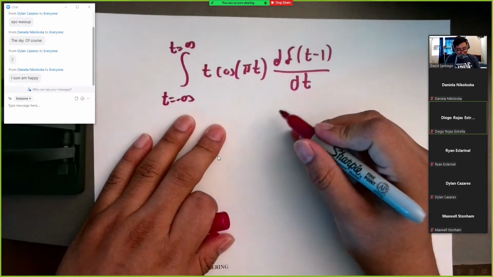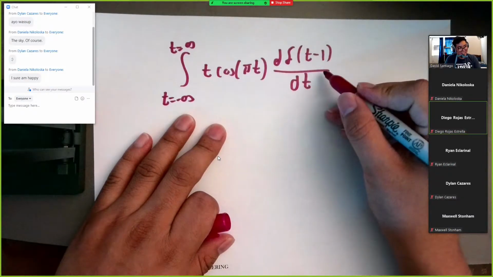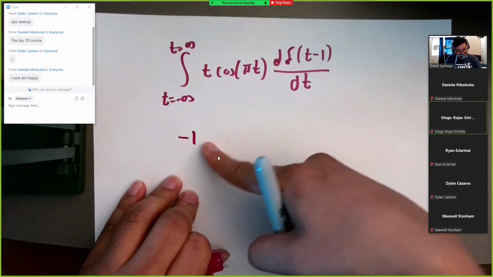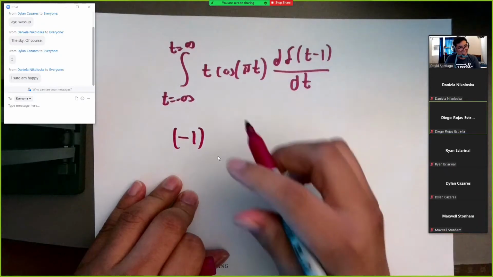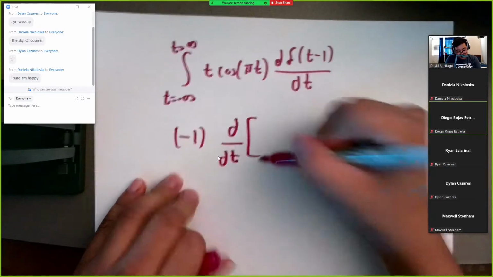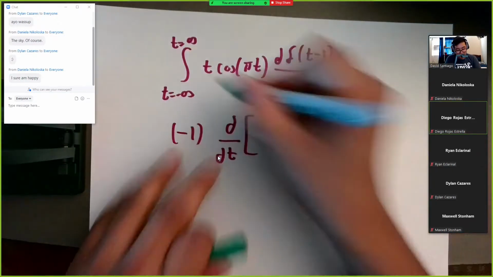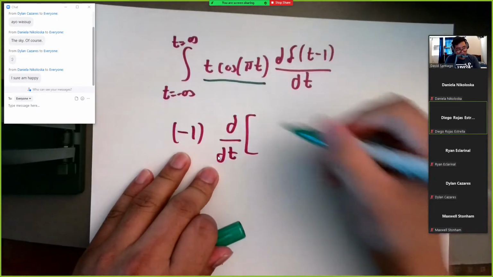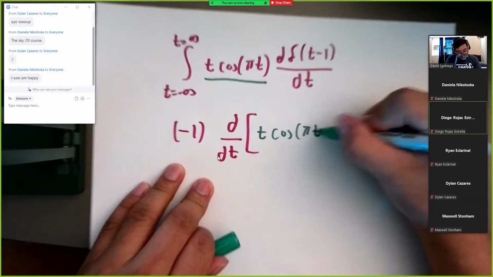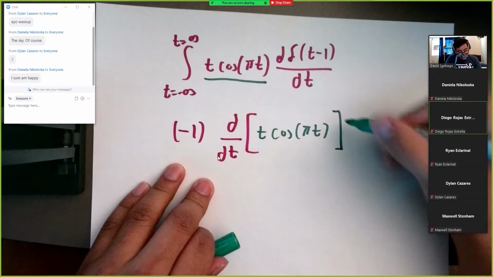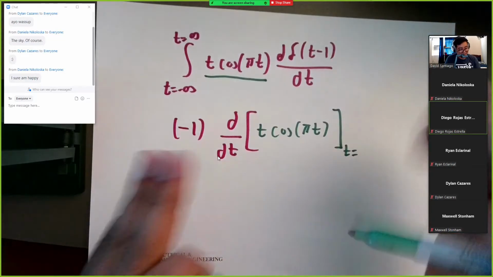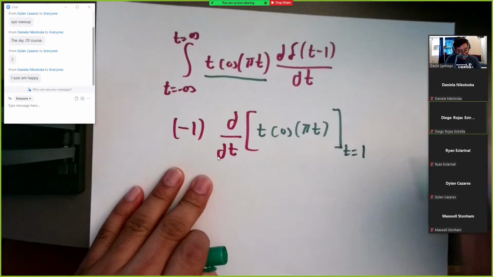So the first things first is, because we have this Dirac delta, what we gotta do is, first we gotta put this -1, put that negative right there. Just put it right there. Okay, don't forget it. Then we take a derivative with respect to time of this function. And I'll just write it like this: cosine pi t. And then, because I have the Dirac, when does this turn to 1? When t is equal to 1. Okay, write that down.